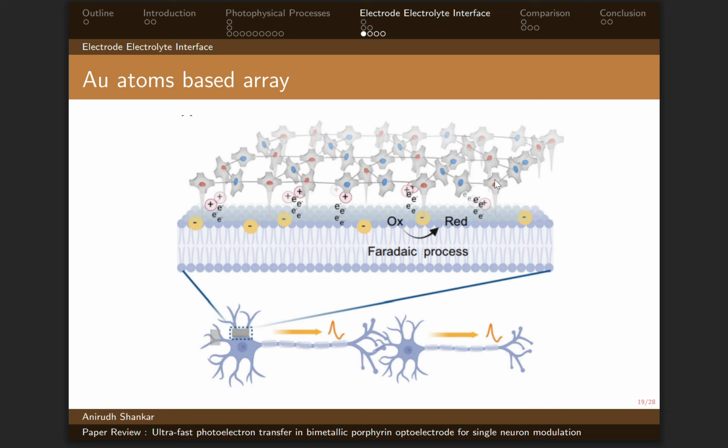And these are the gold-based arrays that are used in this paper. Due to the heavy atom effect of gold, the excited electron can be transferred from AuP to the Au atom center at an ultra-fast relaxation of only about 0.5 picoseconds. Thereby, the electron-rich single Au electrodes are ready for robust charge injection at the zinc gold porphyrin and neuron interface.